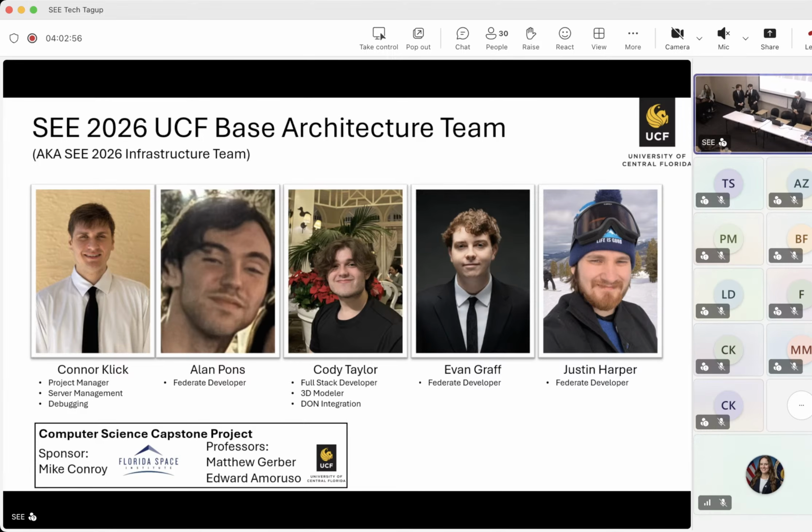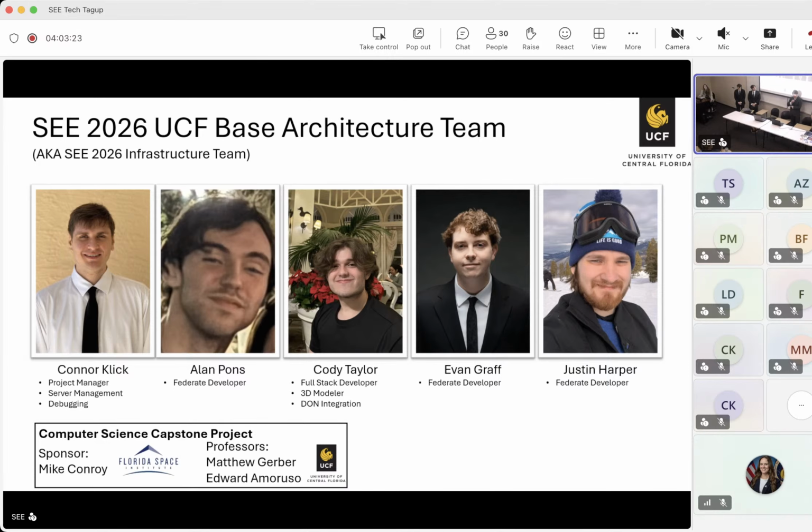My name is Cody Taylor. I worked on the VPN integration with the website that was involved with that, and I worked on integrating the federates into Dawn, our visualization software. Hello, I'm Evan Graff, and I worked on federate development, specifically on the Power Systems Federate for this project. I'm Justin Harper, and I worked on the Logistics Federate.